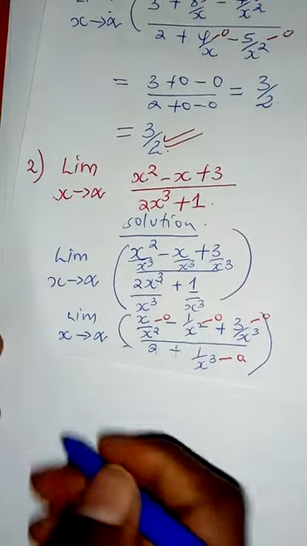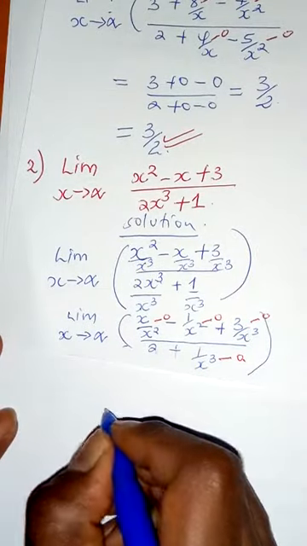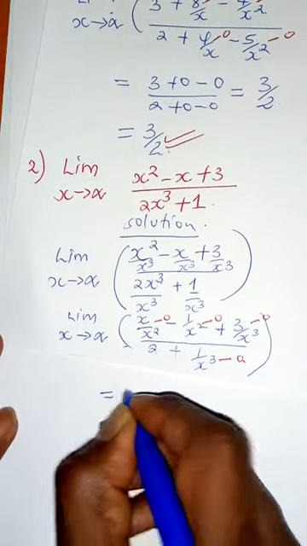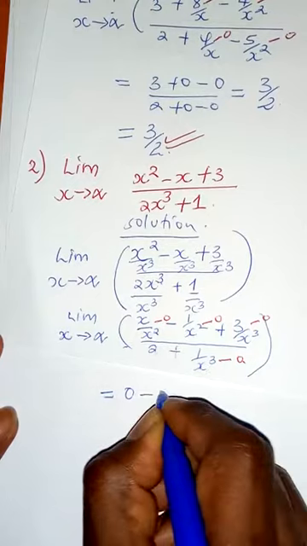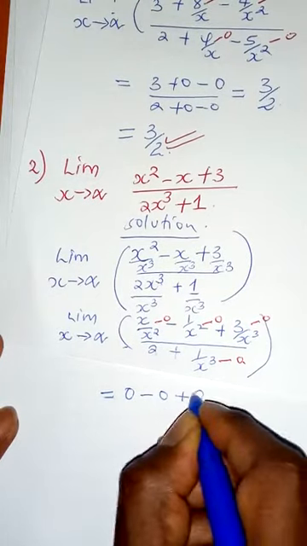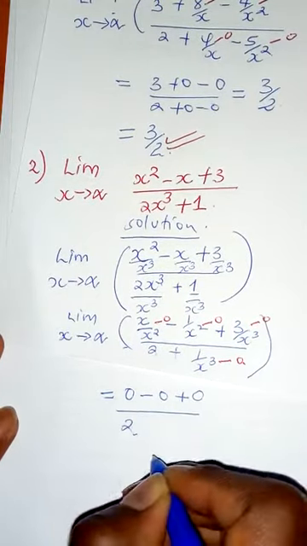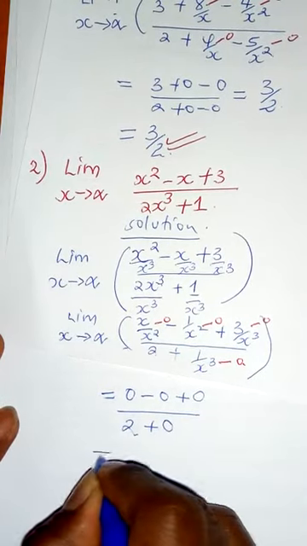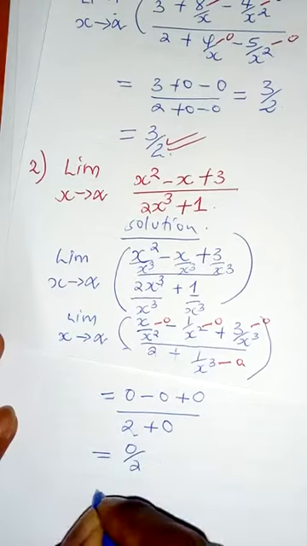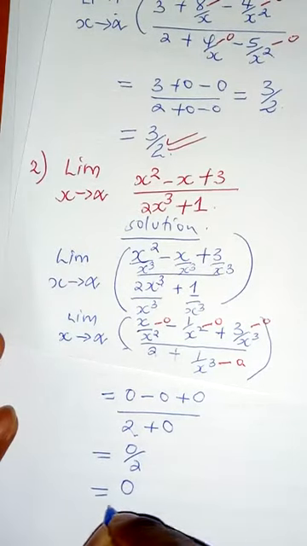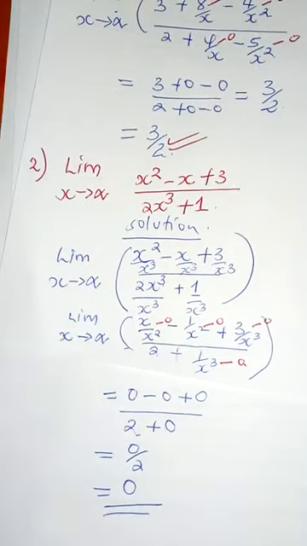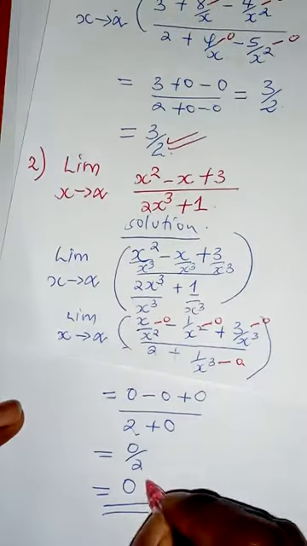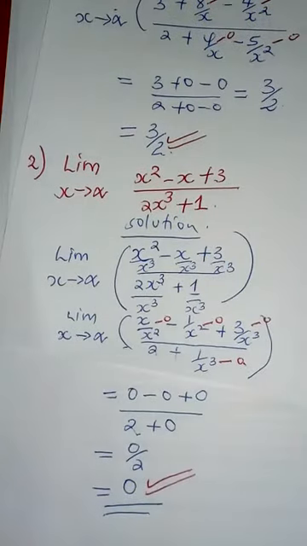So next step, we will have 0 minus 0 plus 0 over 2 plus 0, and it will give us 0 over 2, which is the same as 0, and that is how we solve it. So we mark it as safe.